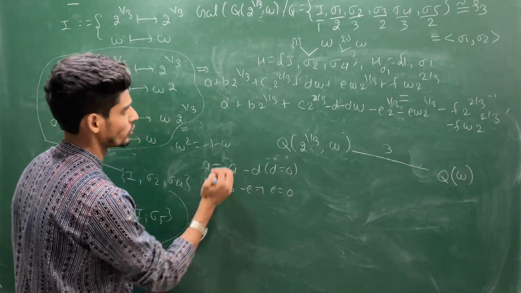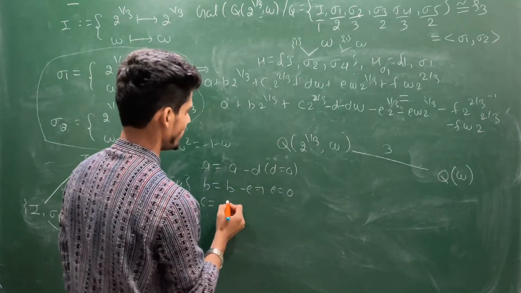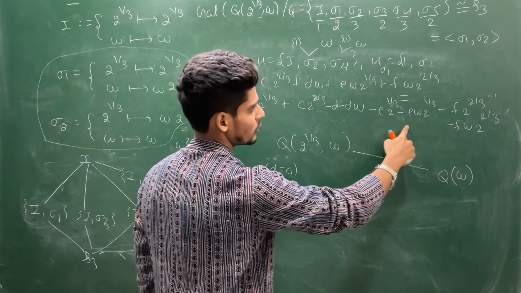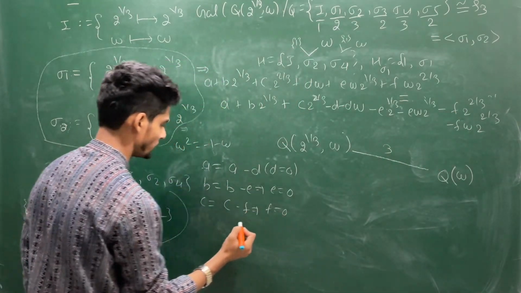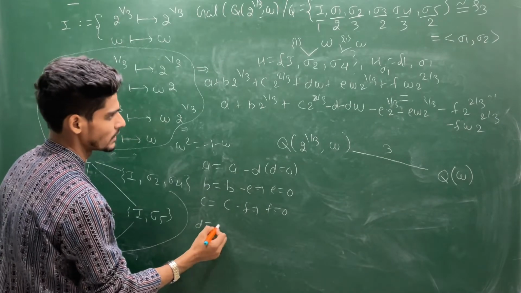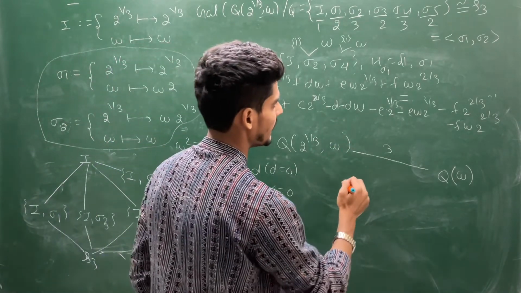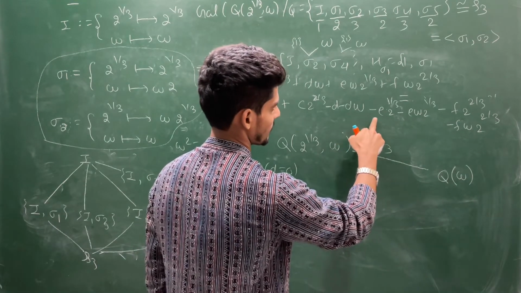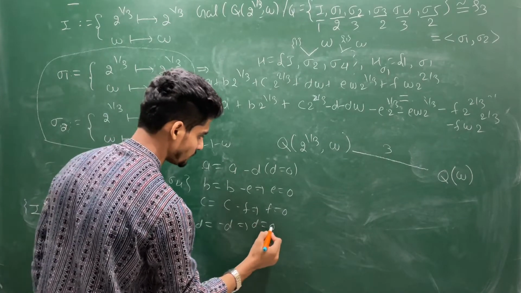This E is 0. Now you compare the term with 2 power 2 by 3, so your C will be, this is C 2 power 2 by 3, so this is minus F. This will imply your F is 0. Now you compare with omega, so D is equal to minus D, and this is the only term with minus D, so this will imply D is 0.